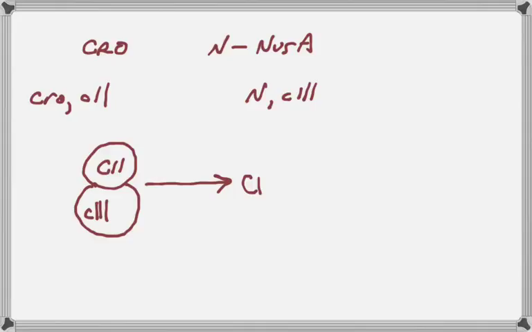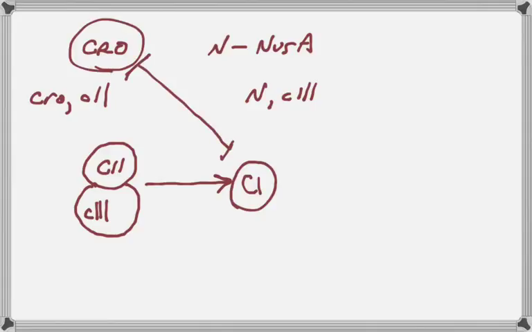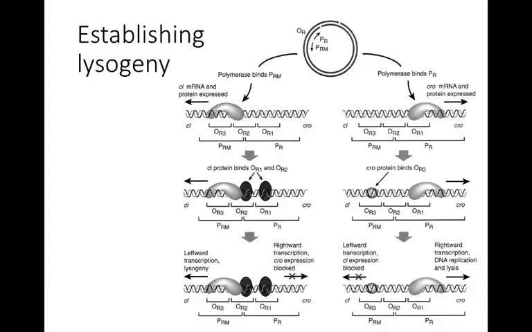In the next step of this process, we're going to take a look at the promoter region for C1 and for Cro and talk about how these two mutually antagonize each other's expression. So here is a rather complex picture showing the interaction between both C1 and Cro at two different promoters, which we call PR and PRM. PRM controls the expression of C1. PR controls the expression, as we said before, of Cro.